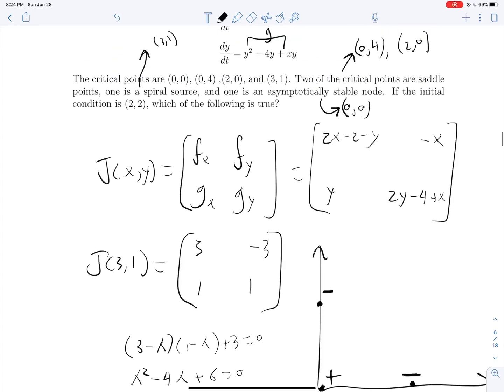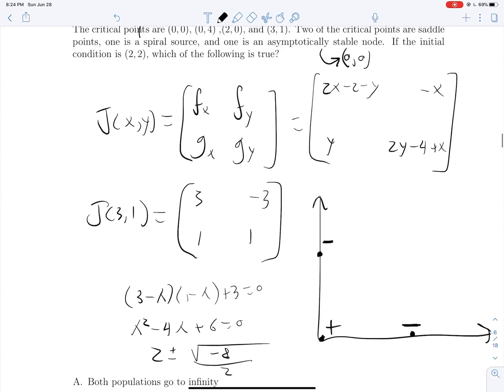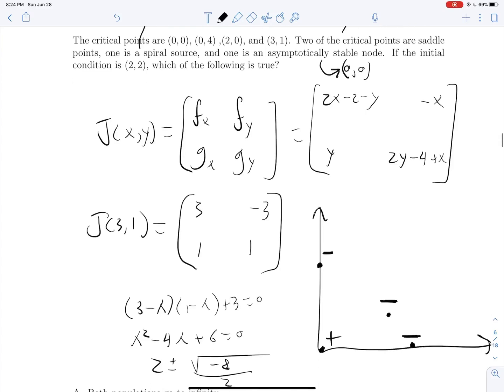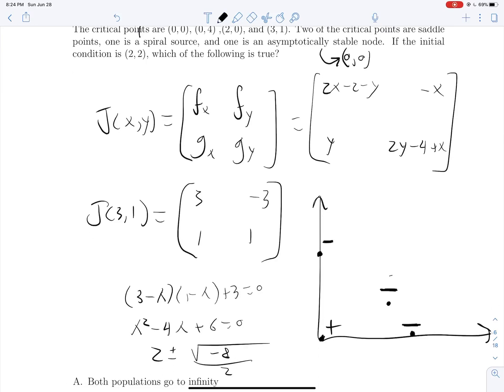And then finally, we have a spiral source at (3, 1). And a spiral source, just like our asymptotically unstable node here, will also be, okay, sorry, I got a little turned around. This is an asymptotically stable node. This will be unstable, so we'll also get a negative sign because it's pushing away points in the general vicinity.